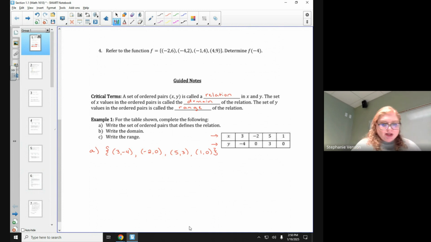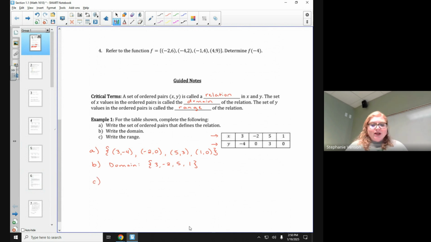Part B says write the domain. Okay, so we will also list the domain in a set of curly braces, but the domain is just the set of x's, so we won't need the parentheses. We'll just need the x's separated by commas. So that would be 3, -2, 5, and 1. You can list those in numerical order if you'd like to, but you don't have to.